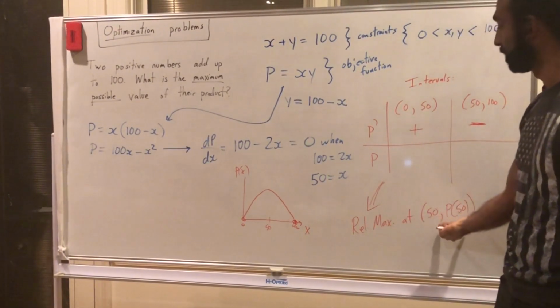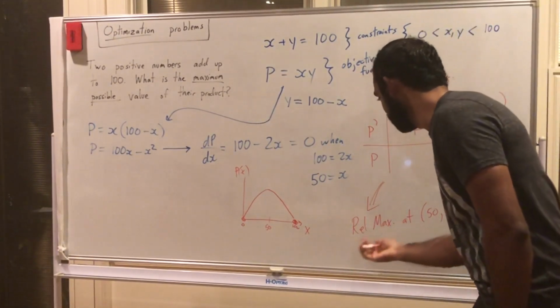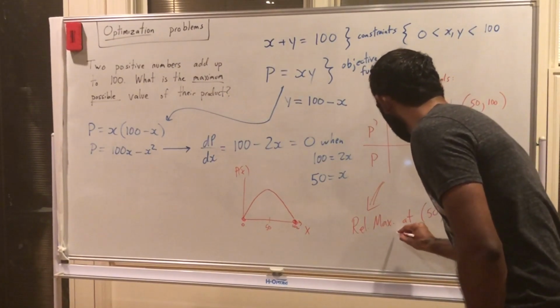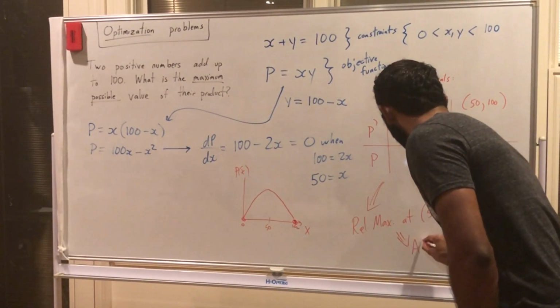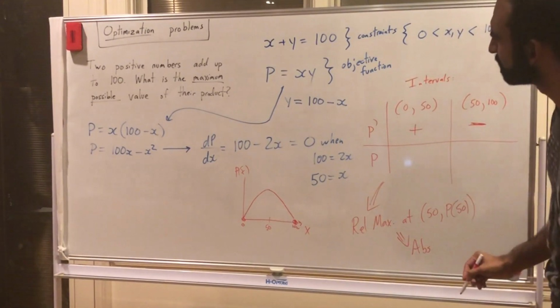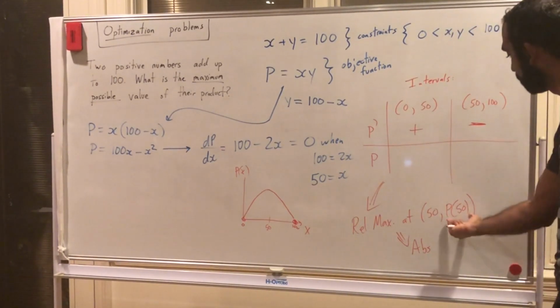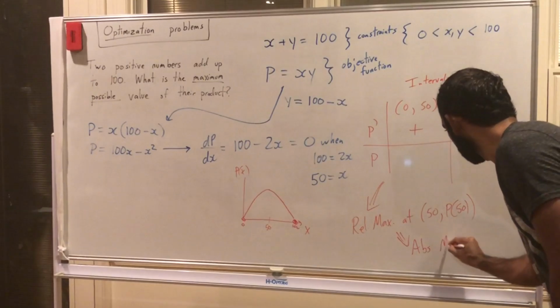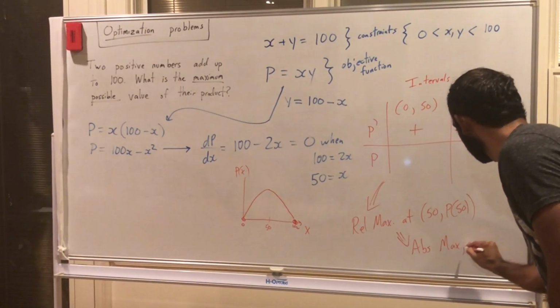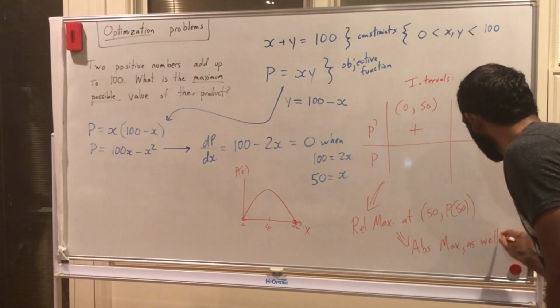So this isn't just a relative maximum there. Oh, so it's an absolute max. It turns out to be an absolute max, which is what the question's asking for. Yes. What is the maximum possible value of the product? And that's P of 50. So absolute max as well.